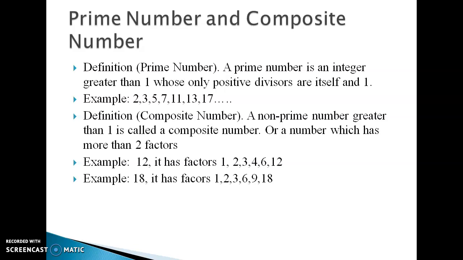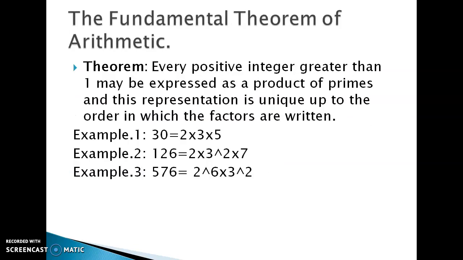Next, we switch on to the definition of composite numbers. A composite number is the one which is not a prime number. You can also define it in such a manner: a number which is not a prime is a composite number, or it is nothing but a number which has more than 2 factors. For example, if I consider 12, the factors of 12 are 1, 2, 3, 4, 6 and 12. Similarly, 18 is a composite number because it has more than 2 factors. The factors of 18 are 1, 2, 3, 6, 9 and 18.